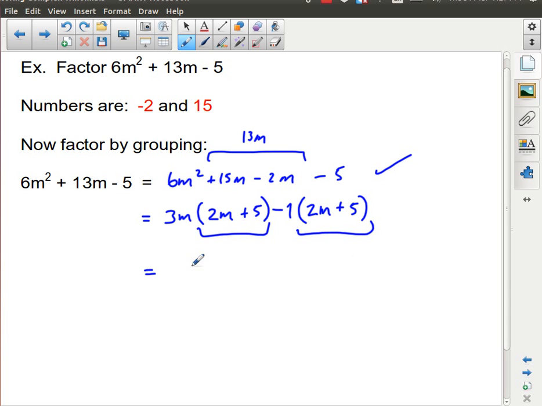So now I take that common factor, and when I factor 2m plus 5 out of this whole term, the only thing that's left behind is 3m. And when I take 2m plus 5 and factor it out of this term, the only thing that's left behind is -1. And so there we have our factored form. One last example.